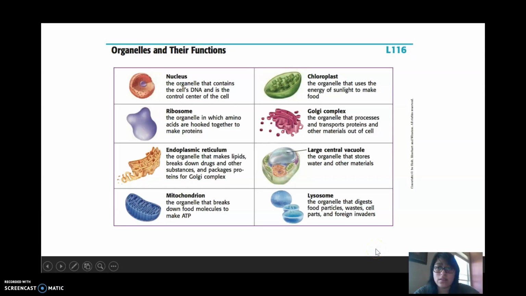Now, this one is going to actually have the organelles and their functions. Sorry about that. We could have the nucleus, the ribosomes, and then the next one, as we could see right here, endoplasmic reticulum. We could also call it ER for short. Mitochondria, cytoplasm, Golgi complex, large central vesicle, and lysosomes.